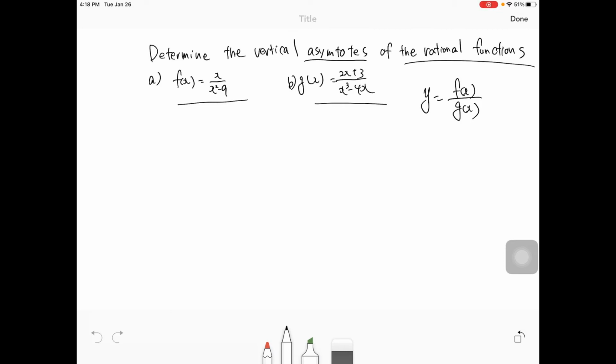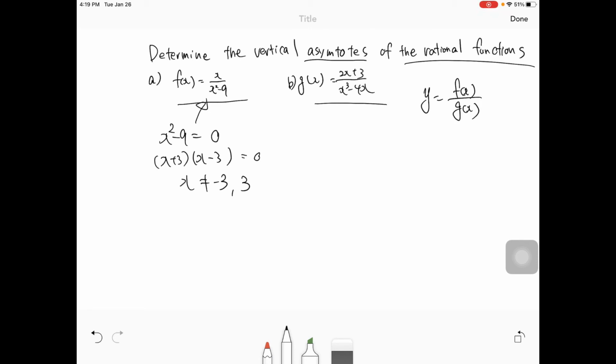To find asymptotes, you need to find the domain of the function. Do you remember what the domain is? The domain is the set of possible x values of the function. For example, in this function, you might think you can put any x value into it, but actually the denominator cannot be 0, so x cannot be negative 3 or 3 either. Okay?